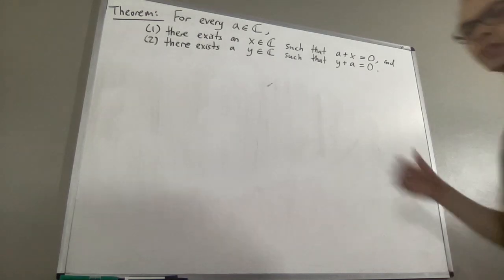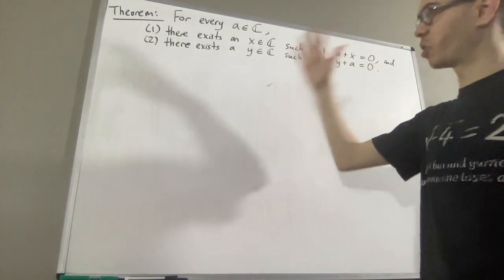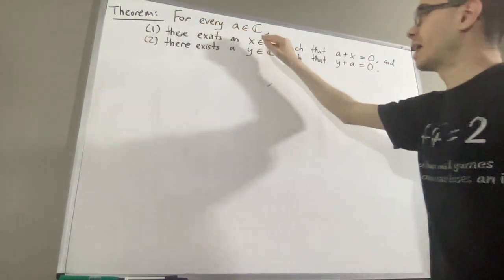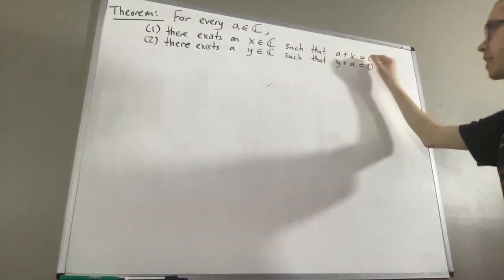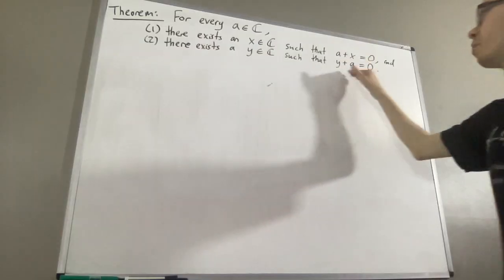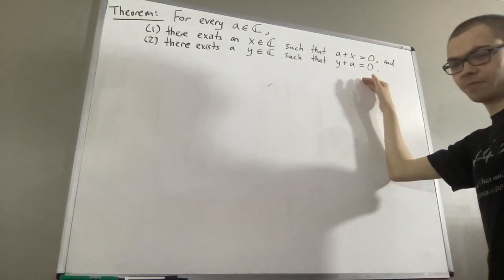Hello! In this video, we are going to prove the following theorem. For every complex number a, there exists a complex number x such that a plus x is equal to 0, and there exists a complex number y such that y plus a is equal to 0.